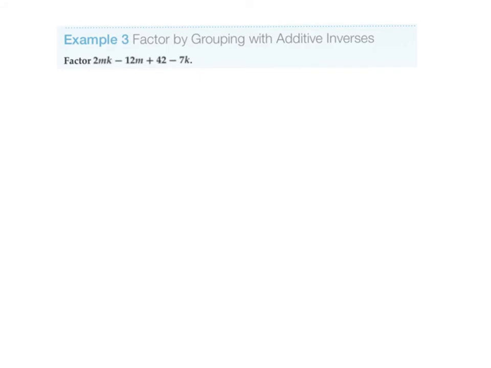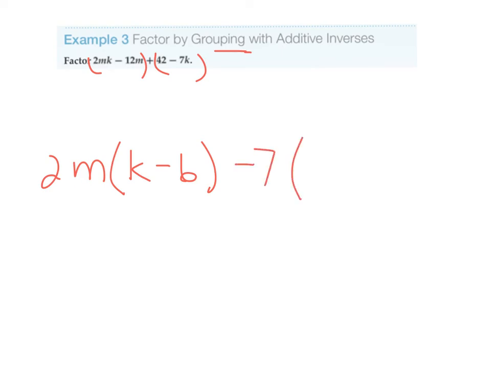Well, now we're going to do another grouping, but there's a little trick in this one. So we'll just do the same method, and I'll show you the trick. So I'm going to group my first 2, and I'm going to group my second 2. When I group my first 2, what's common is the 2 and the m. When I divide that out, I'm left with k minus 6. Here's the trick. See how I have a negative k, or negative 7k? So I'm going to take out the negative 7 instead of the positive, and that gives me a negative 6 plus k. And we can change the order and make it k minus 6.